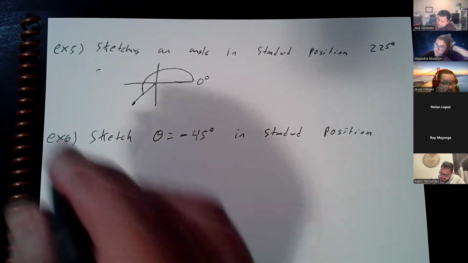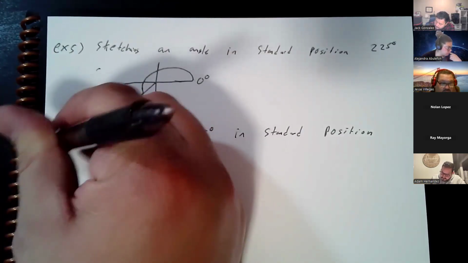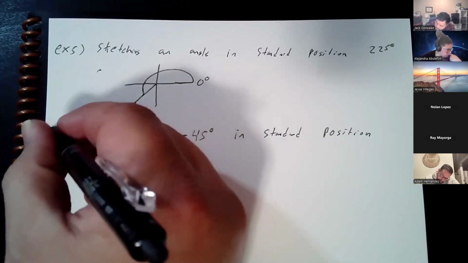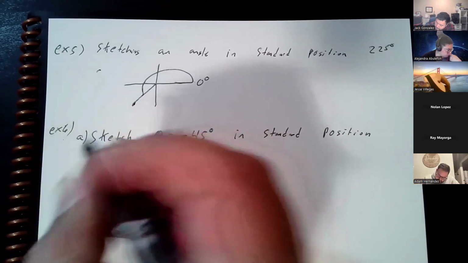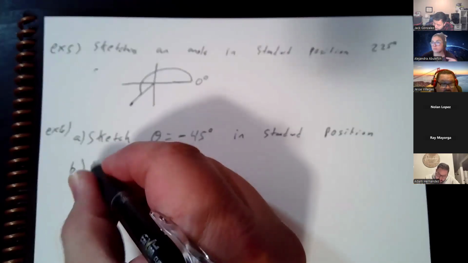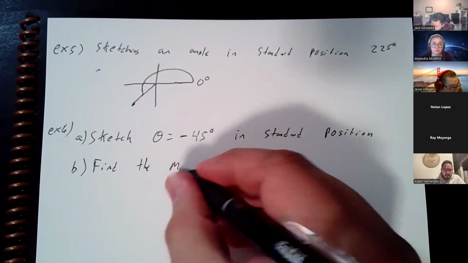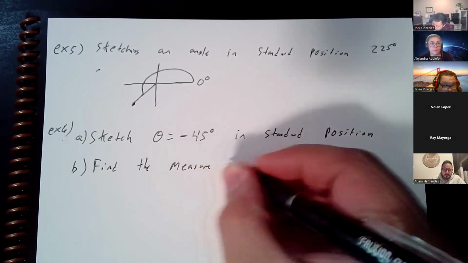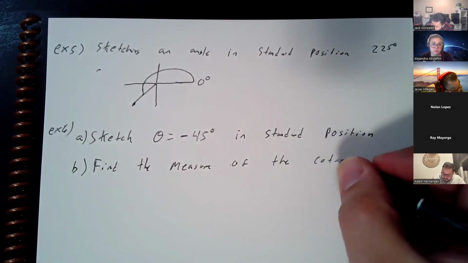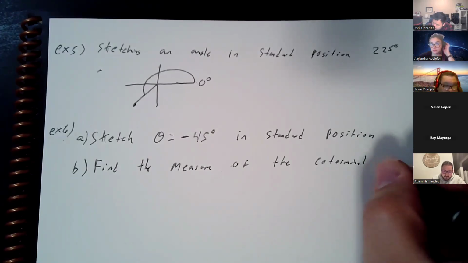So this will be part, well, let me write that prettier. This is part A. Part B, find the measure of the coterminal angle.